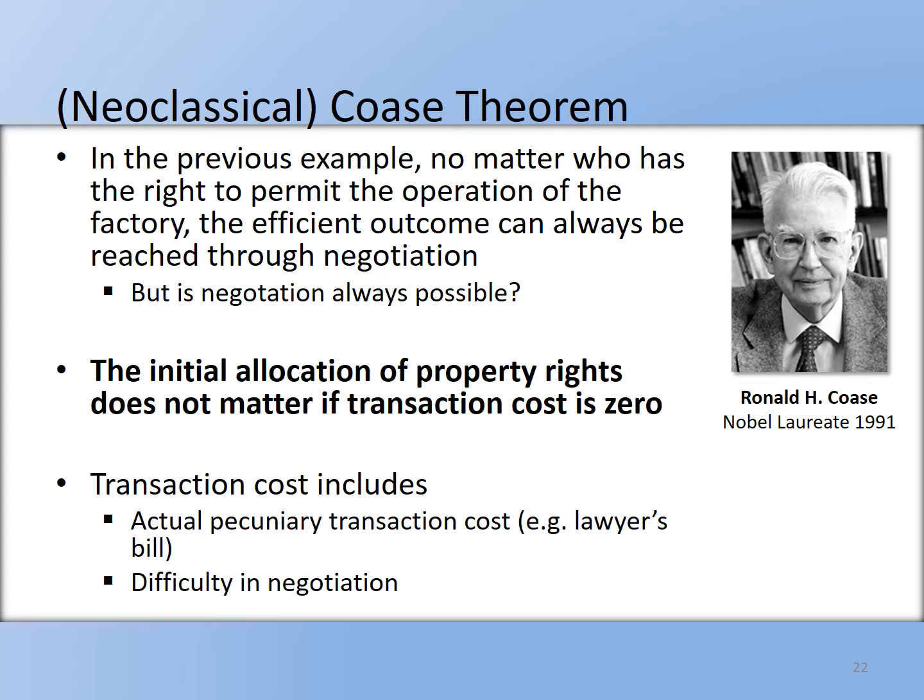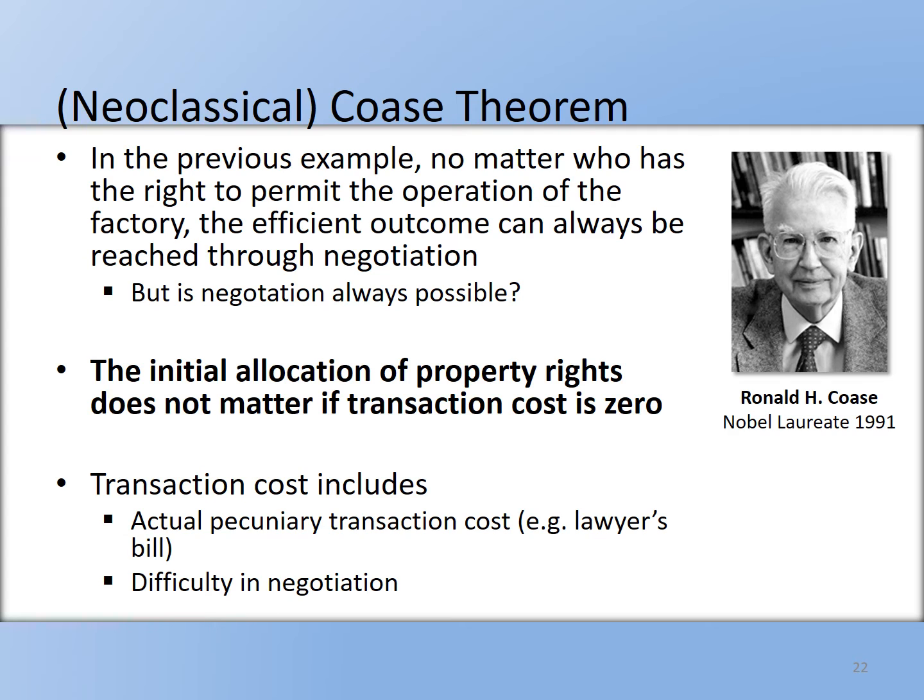Then there's also the intangible difficulty in negotiation. Maybe one-to-one negotiation is simple. What if the pollution I generate hurts thousands of people? How do you negotiate with thousands of people? Much more difficult. And what if the damage is uneven? Or maybe I even benefit some of you and hurt some of you. It would be very difficult to negotiate in those cases.